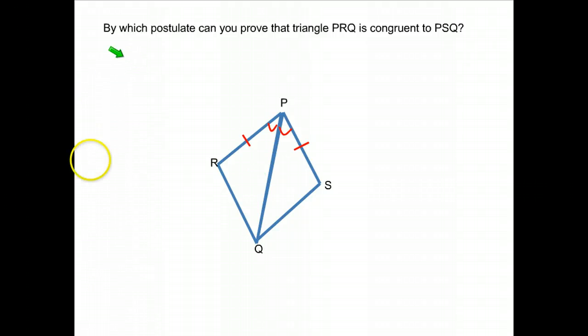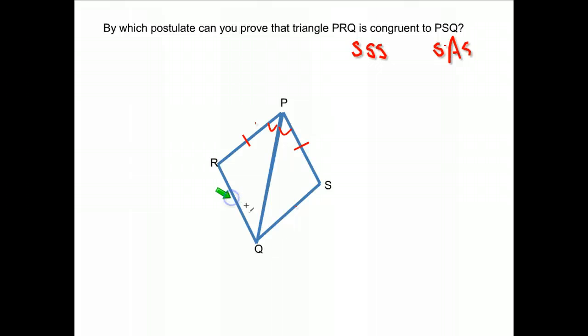Okay, next, by which postulate can we prove that PRQ, the triangle on the left, is congruent to PSQ, the triangle on the right? Now notice this is almost exactly the same picture. The only difference is our given information. Okay, in the previous slide, this side was marked congruent to this side, and I did not have these angles marked as congruent. If I want to prove these triangles are congruent, I still only have these two options, either SSS or SAS so far in what we've covered.